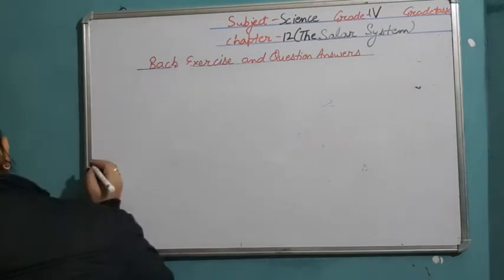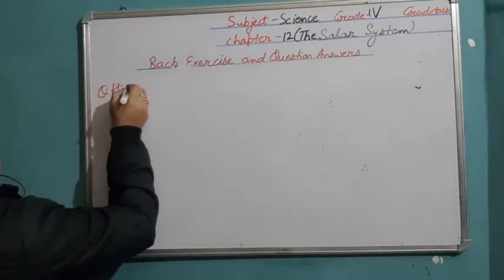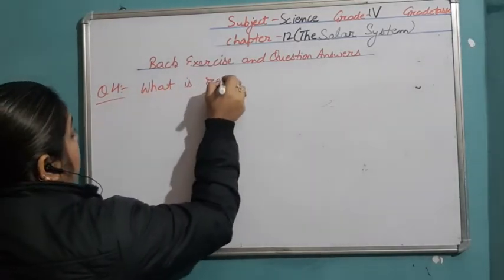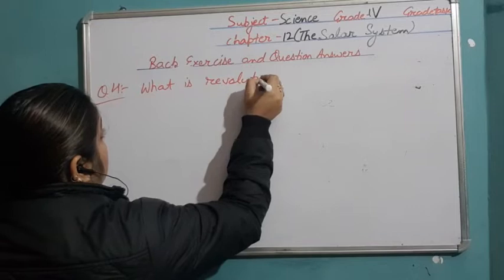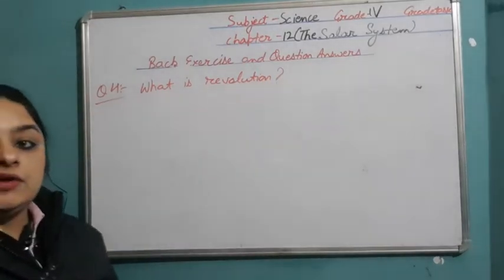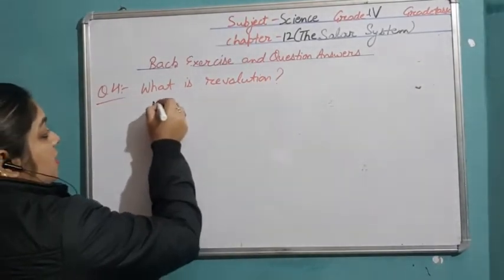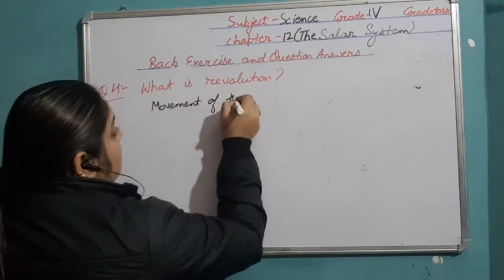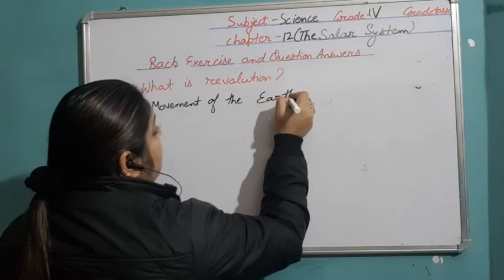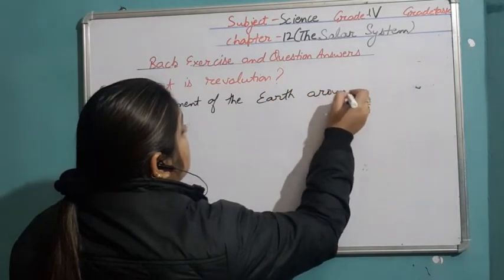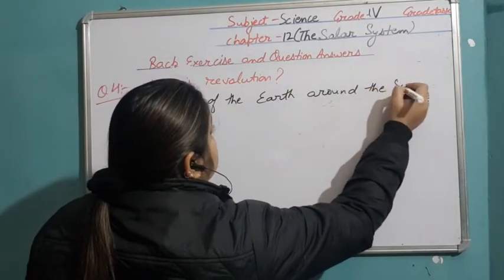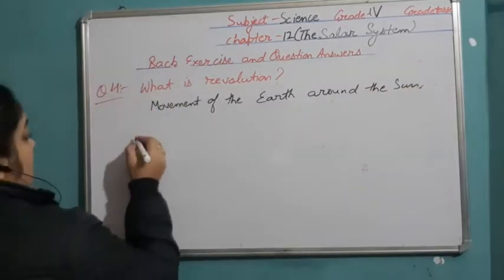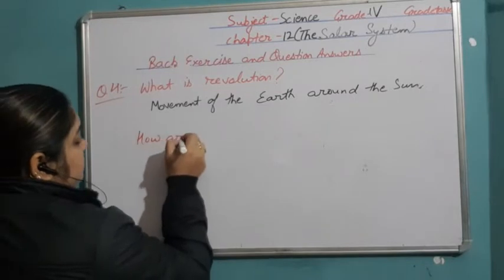what is revolution? How are seasons caused? What is revolution? Revolution is the movement of the earth. Movement of the earth where? Around the sun. That is what is known as revolution. And the second part of this question is, how are seasons caused?